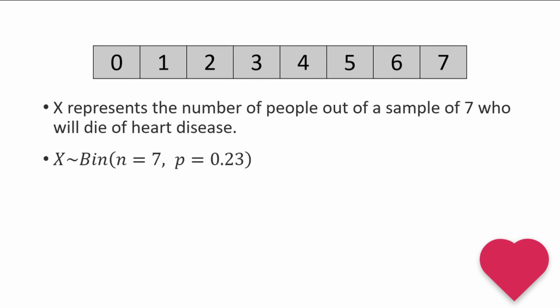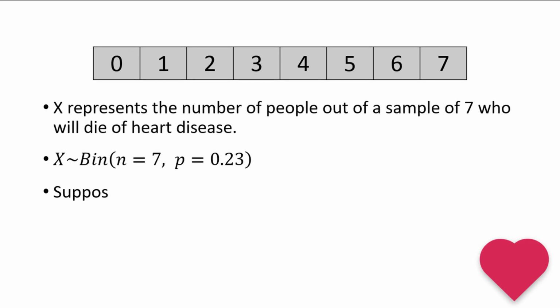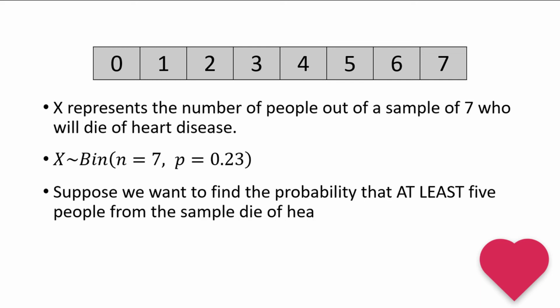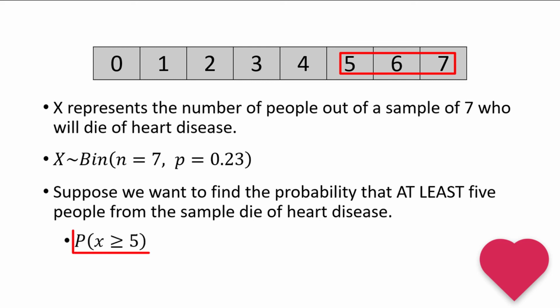Okay, let's consider one more example. What is the probability that at least 5 individuals from our sample have heart disease? The phrase at least 5 includes any values that are 5 or greater, so 5, 6, or 7. This translates into the probability x is greater than or equal to 5. We can't use the CDF function directly in this case, since the CDF function only calculates less than or equal to probabilities. We will have to use the complement rule instead.